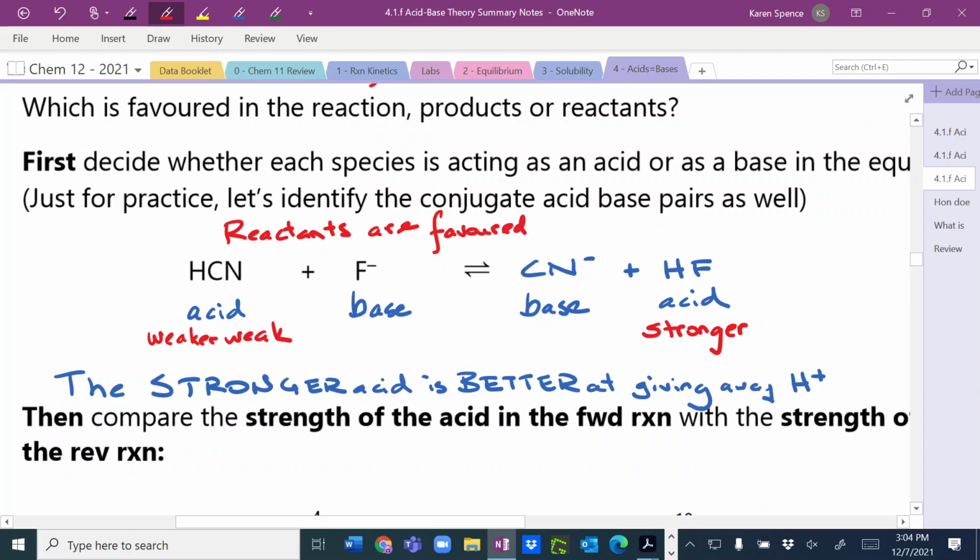Sometimes I like to think about it this way. The acid pushes the reaction away from itself. The stronger it is at pushing the reaction away, whichever side is opposite it will be favored.